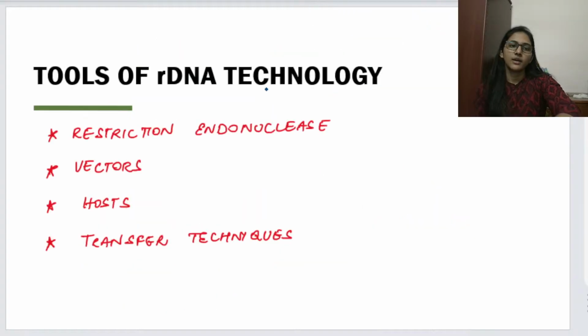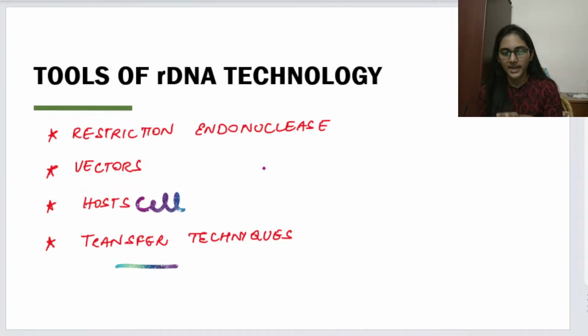Now, talking about the tools of recombinant DNA technology. What have I told you in the steps while giving the overview? I told you there is an enzyme that is necessary, the restriction endonuclease. So the restriction endonuclease is one main requirement. And also I have the vectors, and I have the host cell. I need a host cell and various transfer techniques. We will see each of these one by one.